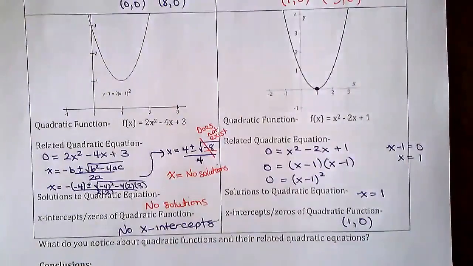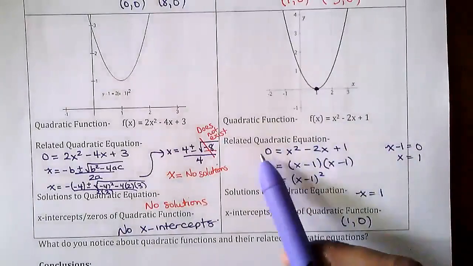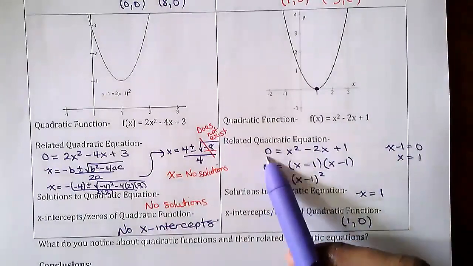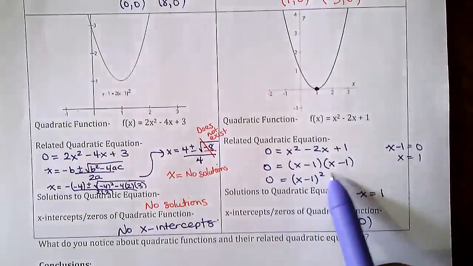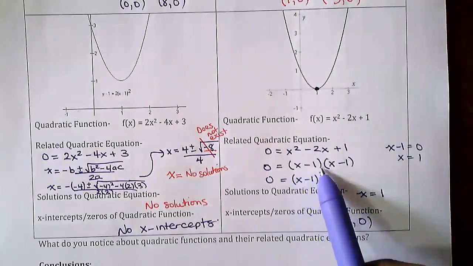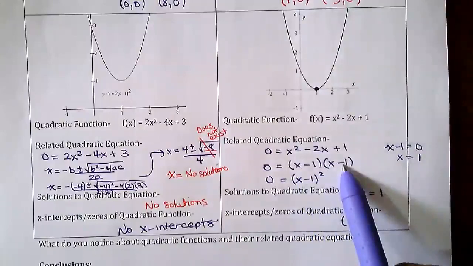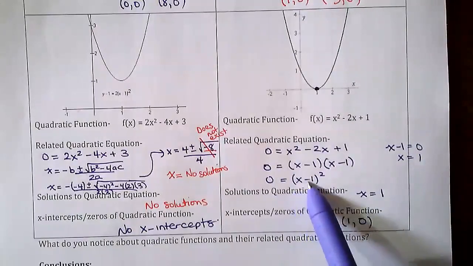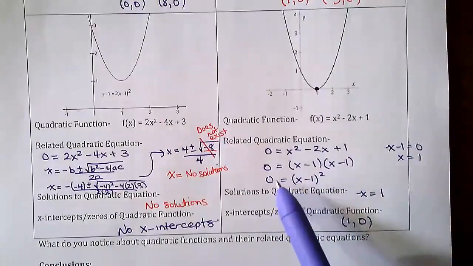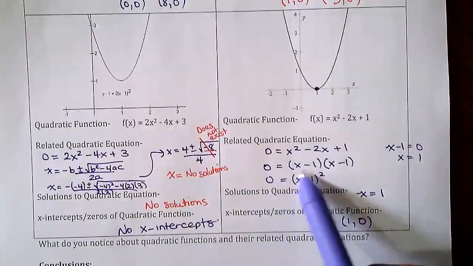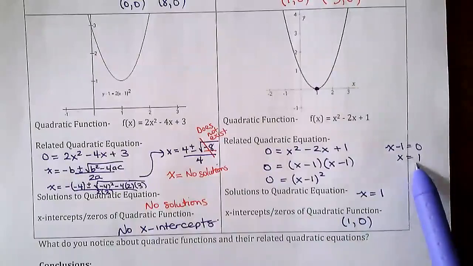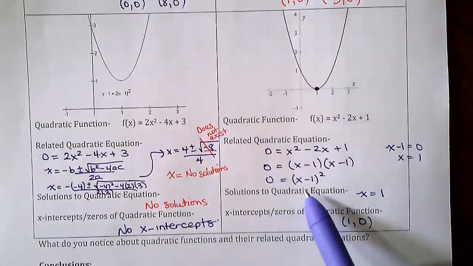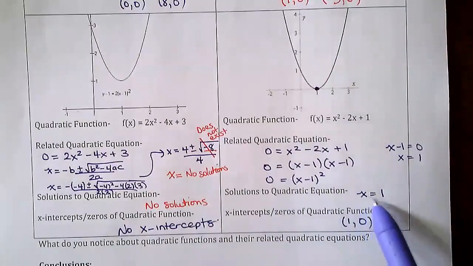Okay, so I have the last one done for you. So we had the function. We converted it to a related quadratic equation by replacing the f of x with 0. I then factored it, so I got x minus 1 times x minus 1. Remember, if you have something like this, we could change it to x minus 1 squared. When I was solving the equation, there was only one bracket to set to 0, so I set it to 0. It gave me x is equal to 1. So the solution of the quadratic equation is x is equal to 1.